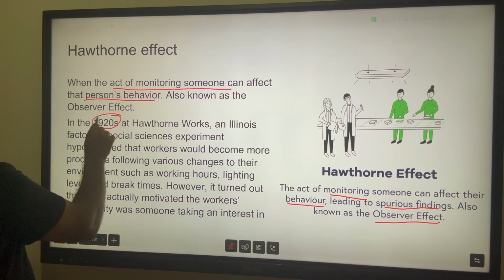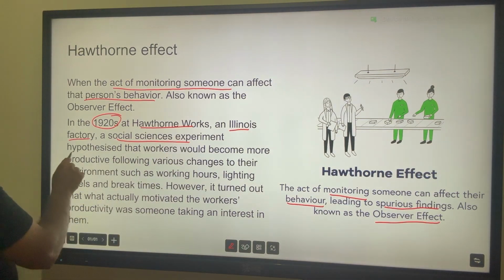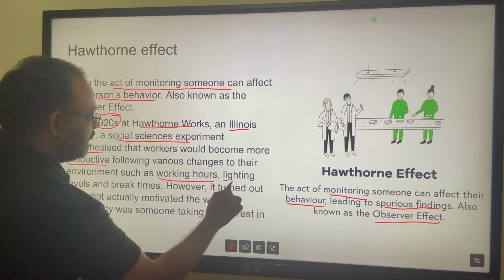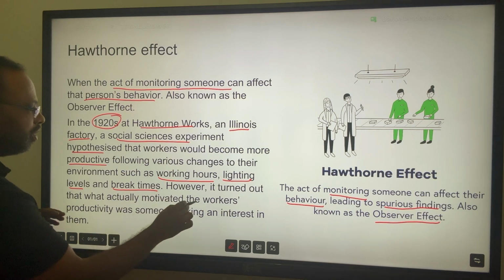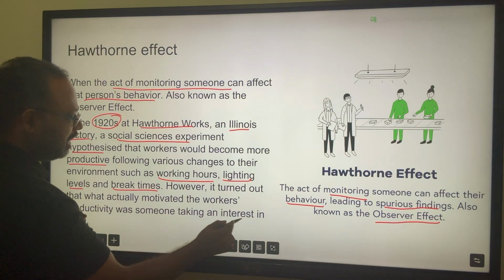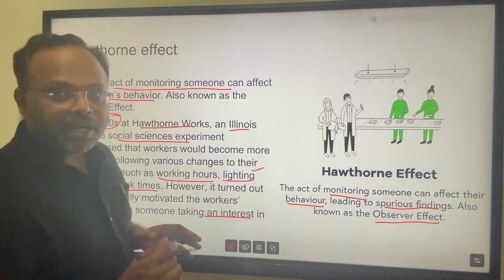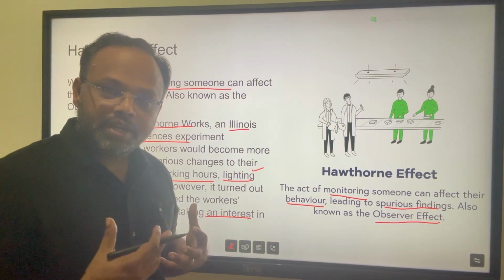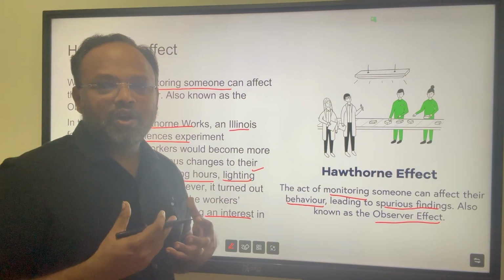In the 1920s, Hawthorne Works, an Illinois factory, did a social science experiment, hypothesizing that workers would become more productive following various changes to their environment, such as working hours, increased lighting levels, and break times. However, it turned out that what actually motivated the workers' productivity was someone taking an interest in them. Because of increased lighting, people thought that they were being monitored by their supervisors, and their productivity increased. So the change in behavior by people when they feel that they are seen or monitored by somebody is called the Hawthorne effect.